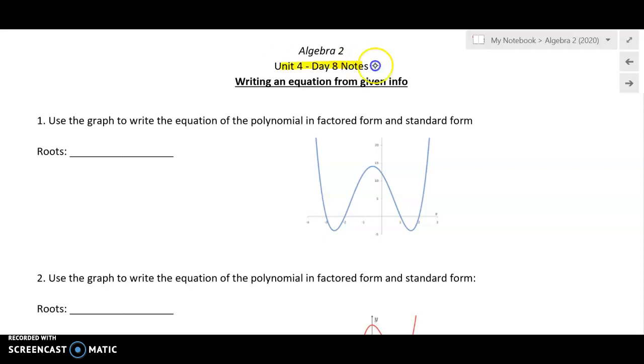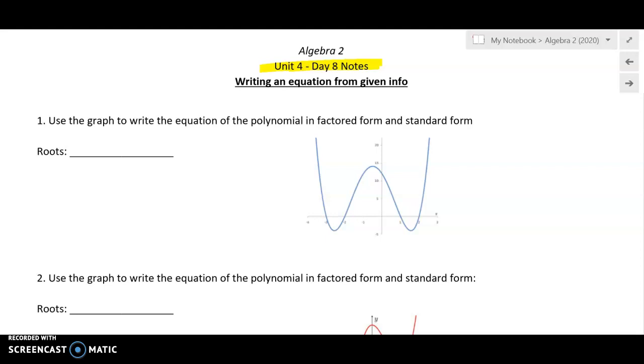Here we go with day 8 notes. The topic for this, or kind of what we're doing, is writing equations from given information. So some of these I'm going to give you pictures, and some of them I just give you written information. So we're forming equations.